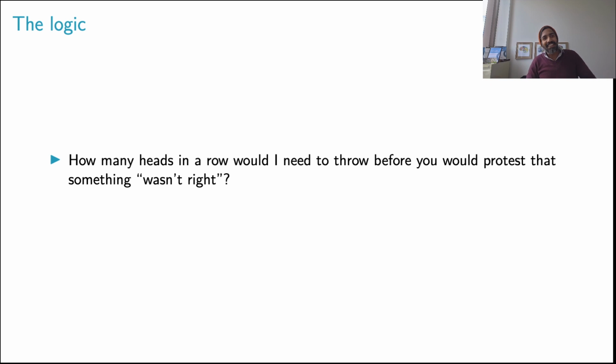So the logic is this: how many heads in a row would I need to throw before you would protest that something wasn't right? If I flipped a coin and I got two heads in a row, would you say that I'm doing something dubious or unfair? If I flipped it three more times and got three more heads, would you say that's okay? Or would you suspect something's going wrong? I did it 10 times, 20 times, 30 times, each time I'm getting heads.